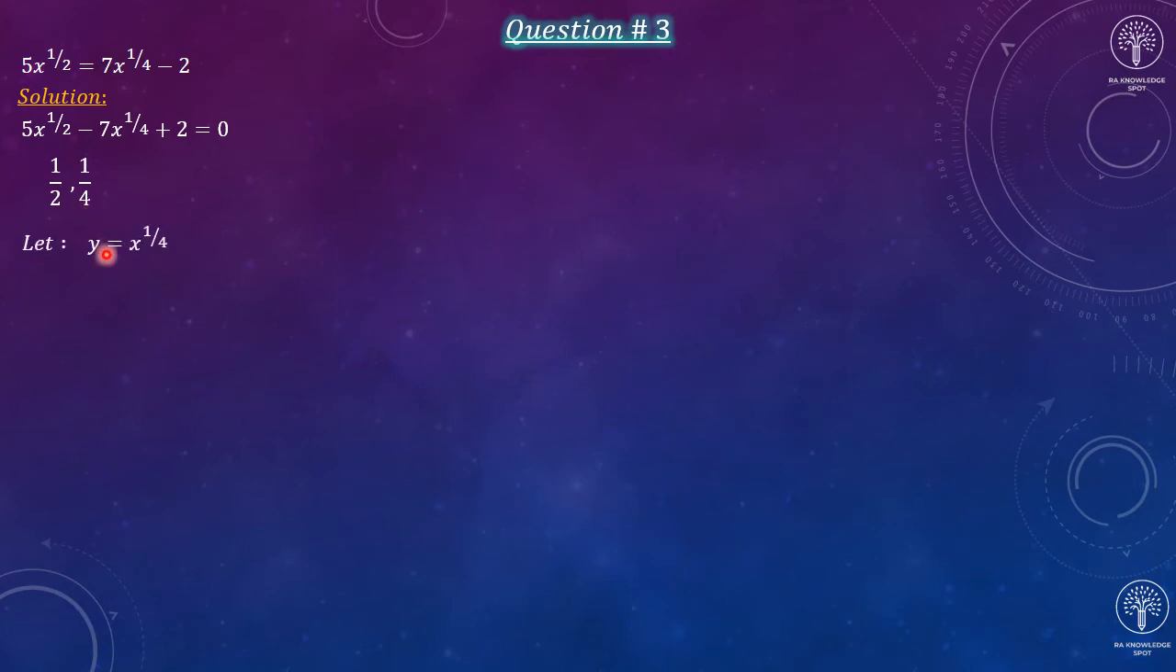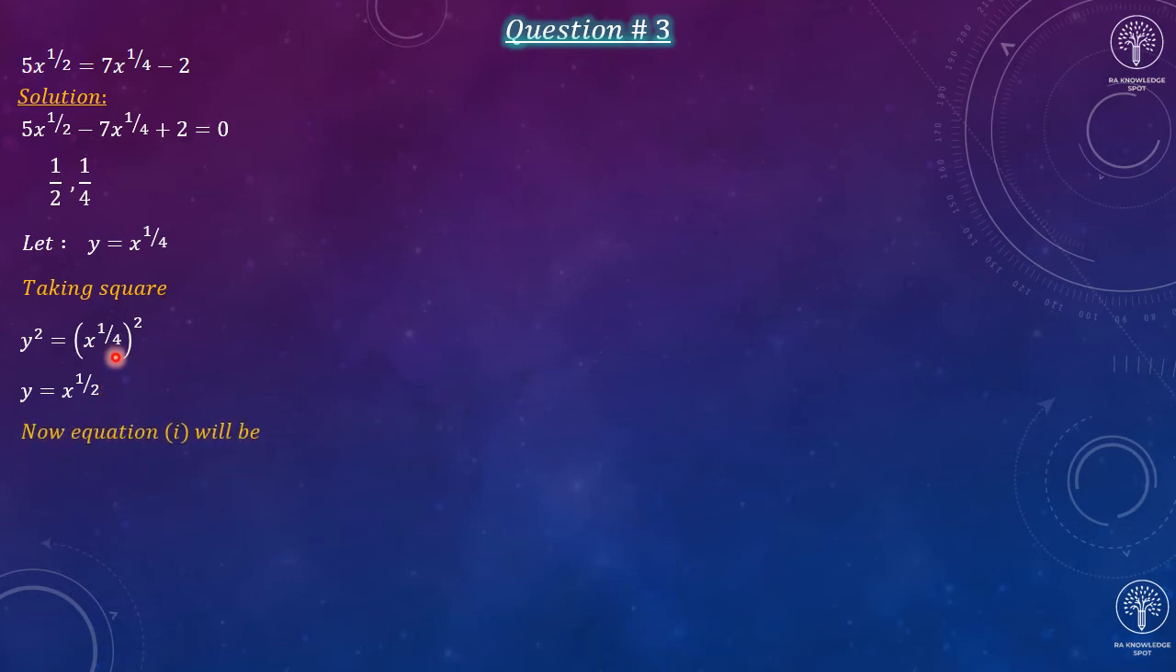We are going to take y is equal to x power 1 by 4. Students, after this we have to take the square on both sides of this equation. Taking the square on both sides, the square is going to cancel with the 1 by 4, and you will get 1 by 2.